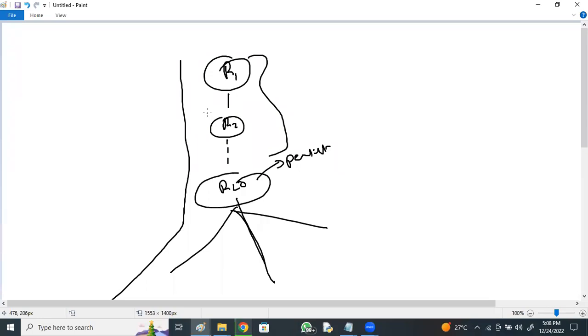Why are we making R20 persistent? It means making the RDD available in the RAM, so that its output is used by many different flows.